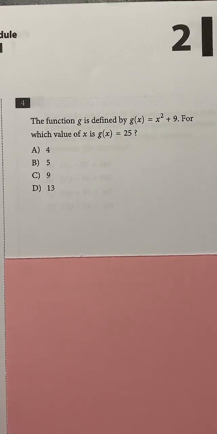So number 4, the function g is defined by g of x equals x squared plus 9. For which value of x is g of x equal to 25? Is it A, 4, B, 5, C, 9, or D, 13?